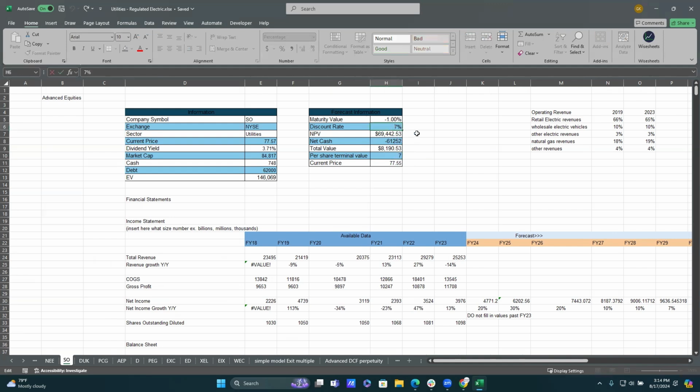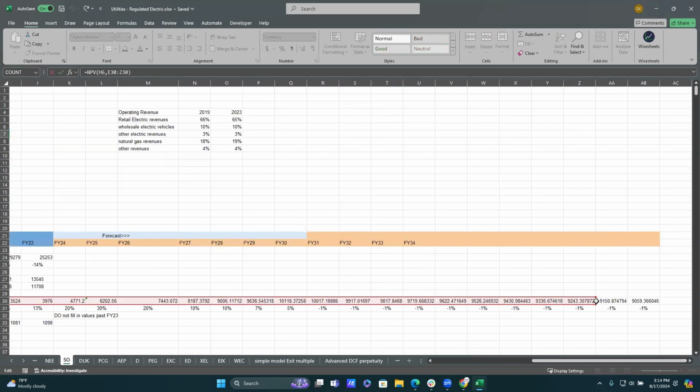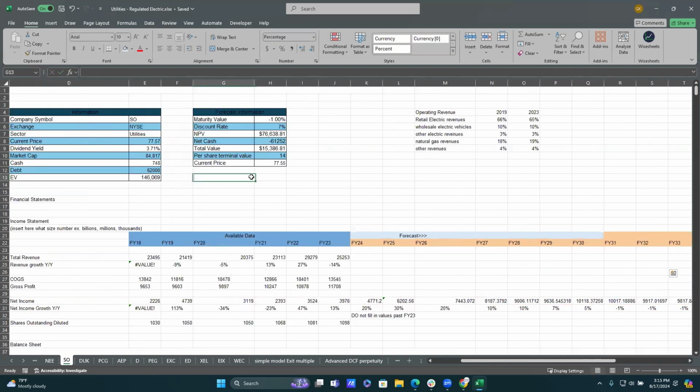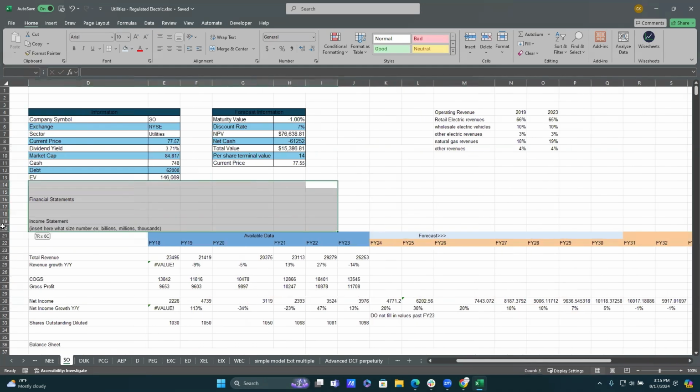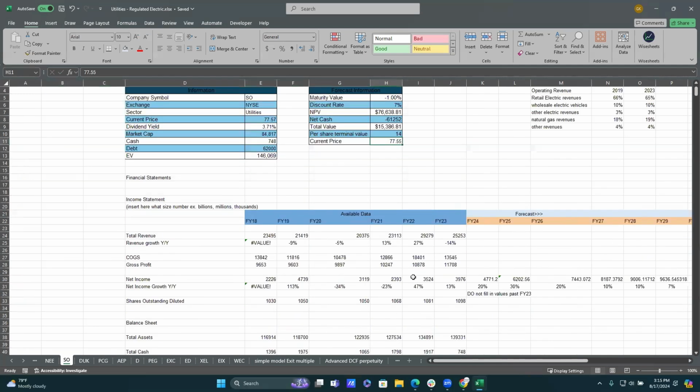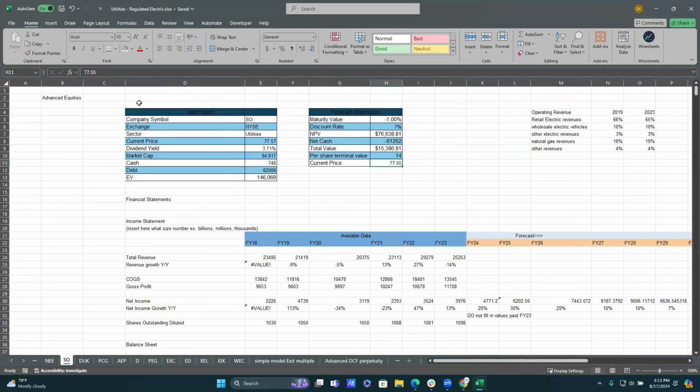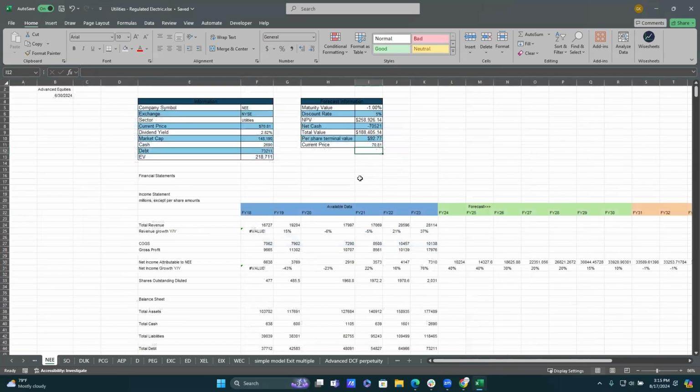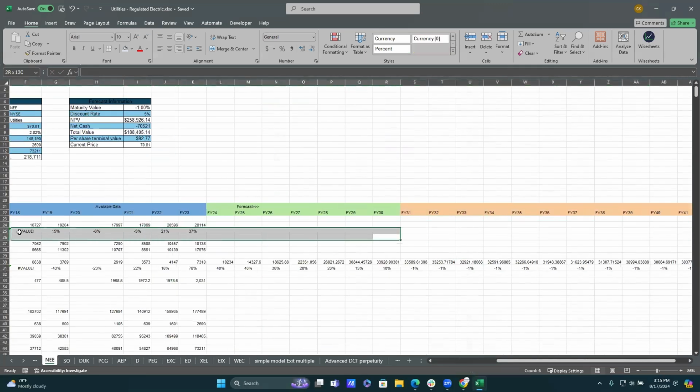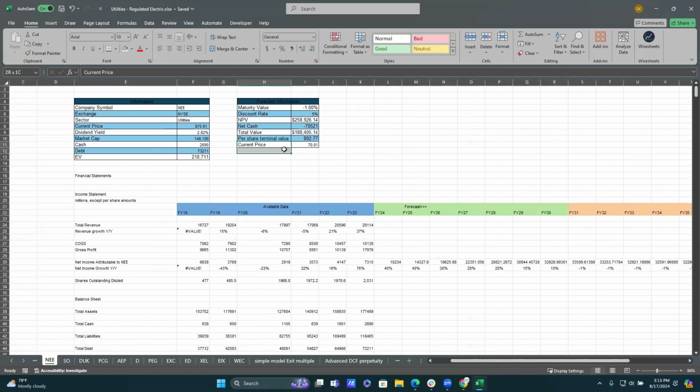Let me make sure this is all right. Actually, this one, oh my God, I can't believe I did this. This is the one I was having problems with. Let me show you guys this one real quick so we can get a real per share terminal value. Okay, so this one, same thing, just a different company. The per share terminal value I got was $92.70.